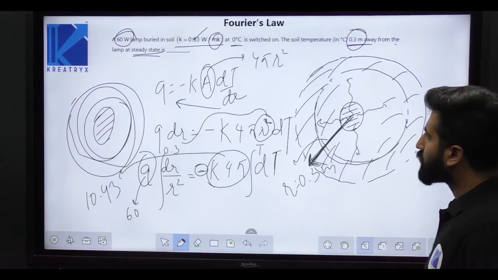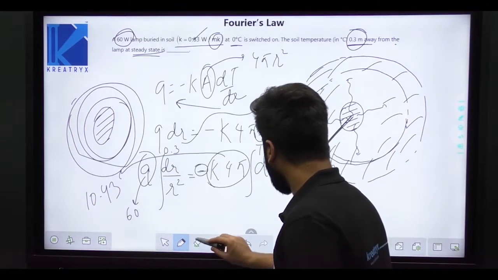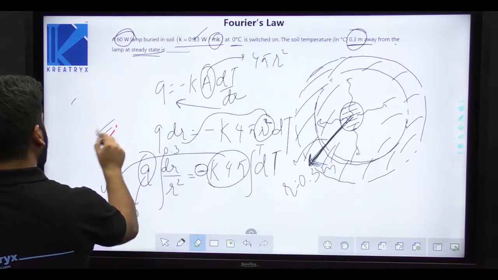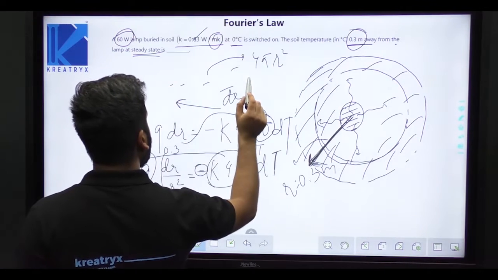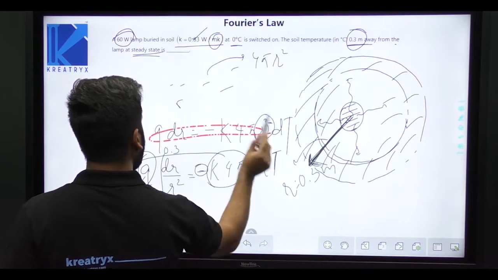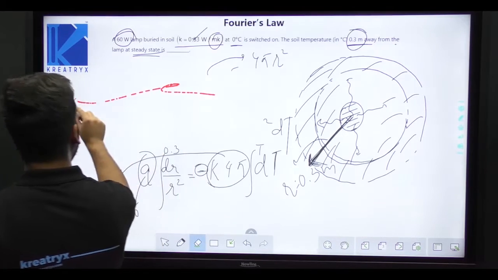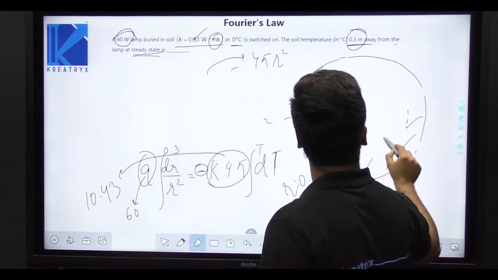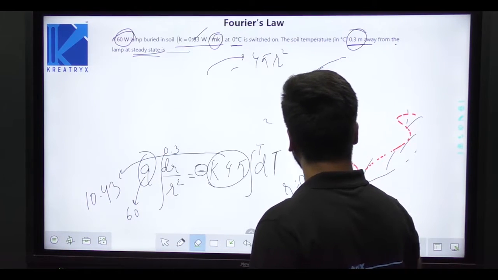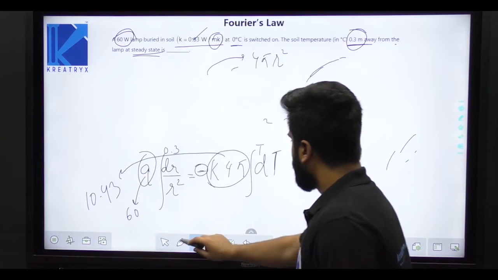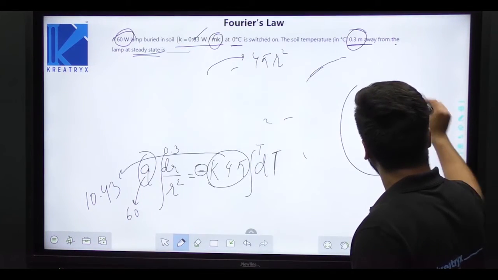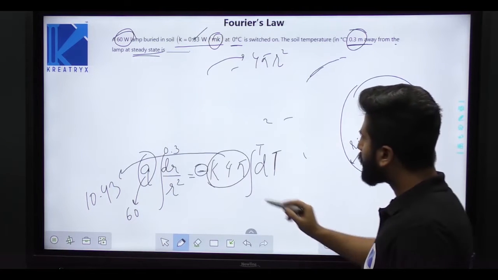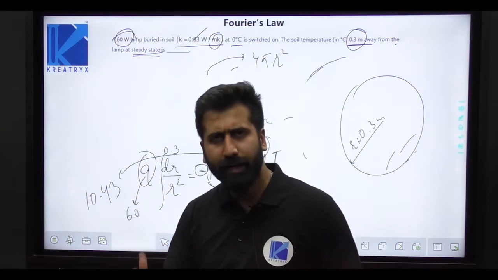Do we have space? No, I don't have space. So let me drop this. I'll write it very clearly. Now I have some space. So at R is equal to 0.3 meter, I have to find the temperature. Let it be T.